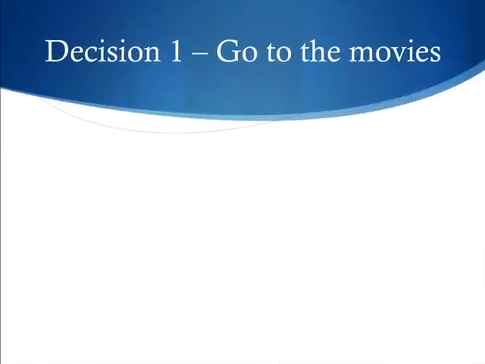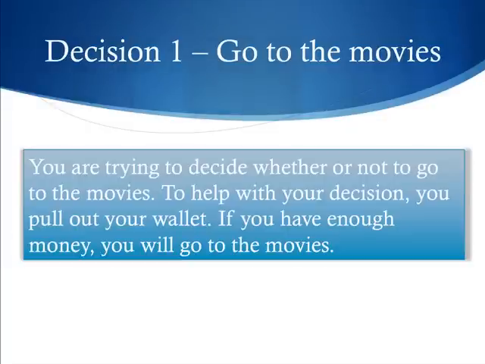So now that we have these relational operators, let's look at the computer's perspective of making a decision to go to the movies. So here's the situation again. You're trying to decide whether or not to go to the movies, and to help with your decision, you pull out your wallet. If you have enough money, you'll go to the movies.